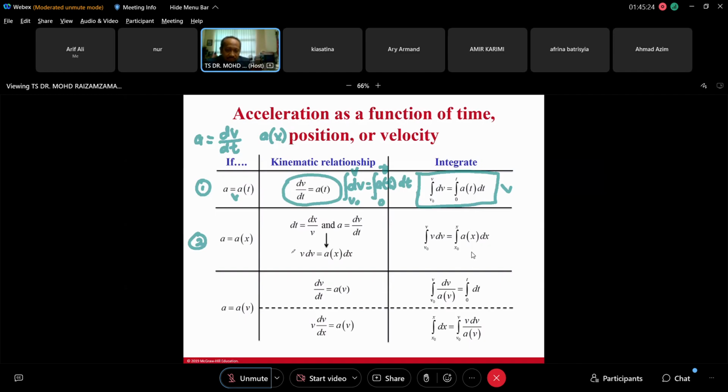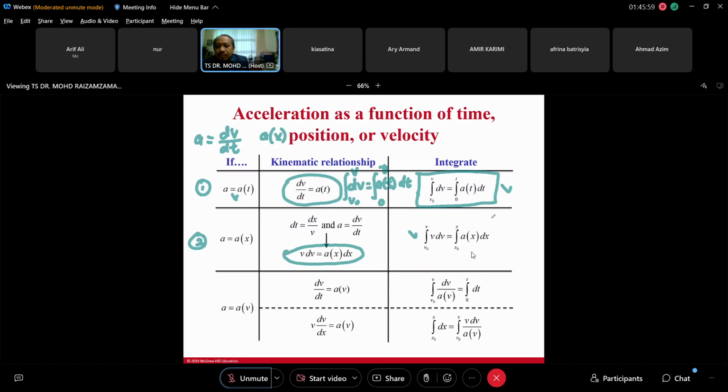Let me explain to you. Without involving time, this is the formula: v dv equal to A dx. Because x and x you can integrate, v and dv you can integrate. That's why, class, you can integrate both sides. Some of you might ask, sir, do I need to remember this formula, v dv equal to A dx? No, class. But if you can remember, yes, there is no problem. But how to get this: it comes from the basic equations.